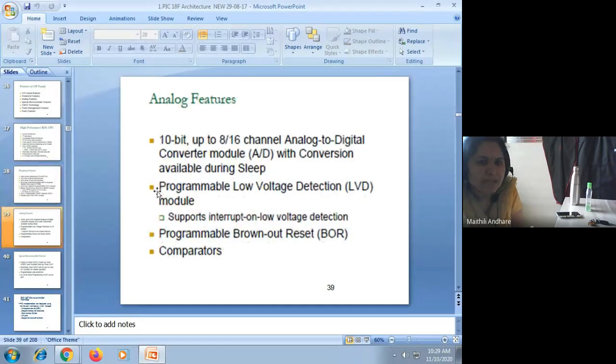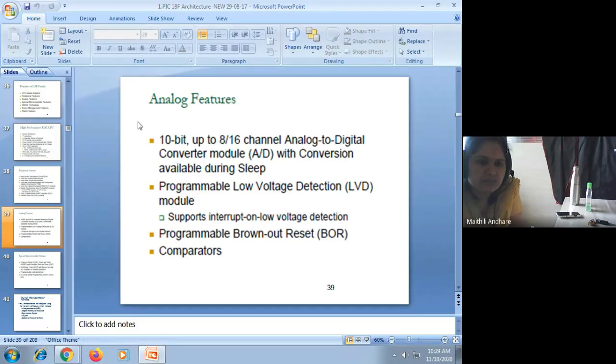Okay. Apart from that, the most important thing is it has a 10-bit ADC, up to 8 to 16 channels, which means the number of inputs we can connect to your ADC, with a converter module with conversion available during sleep. Okay. It means the PIC microcontroller has a 10-bit ADC inbuilt, whereas in the 8051 microcontroller we have to connect an ADC chip, an ADC IC, externally to your microcontroller, because the inbuilt ADC is not available in the 8051 microcontroller.